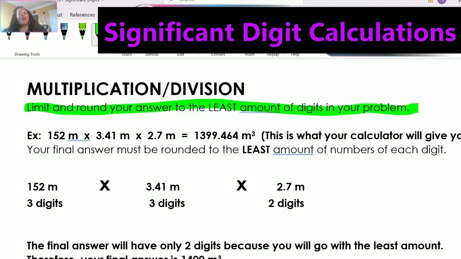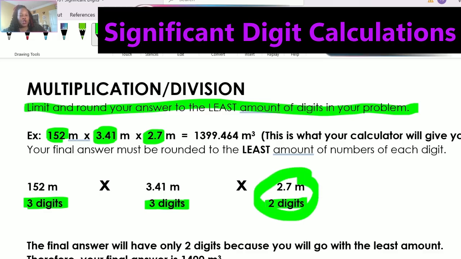So that means if I give you those same 3 numbers, 152 times 3.41 times 2.7, I've got 3 significant digits in the first number, 3 significant digits in terms of the entire number now, okay? And then I've got 2 significant digits. That means my final answer is going to be rounded off to just 2. So when I get this number in my calculator, I have to round it off to just 2 significant digits.